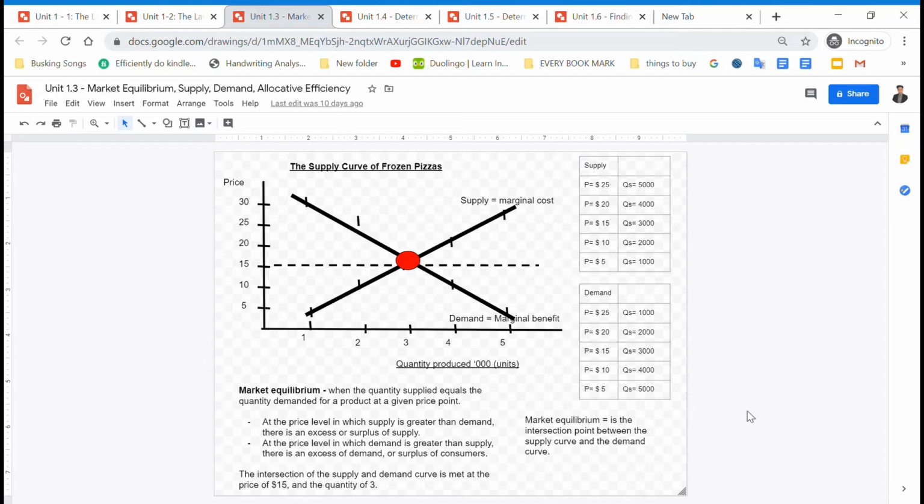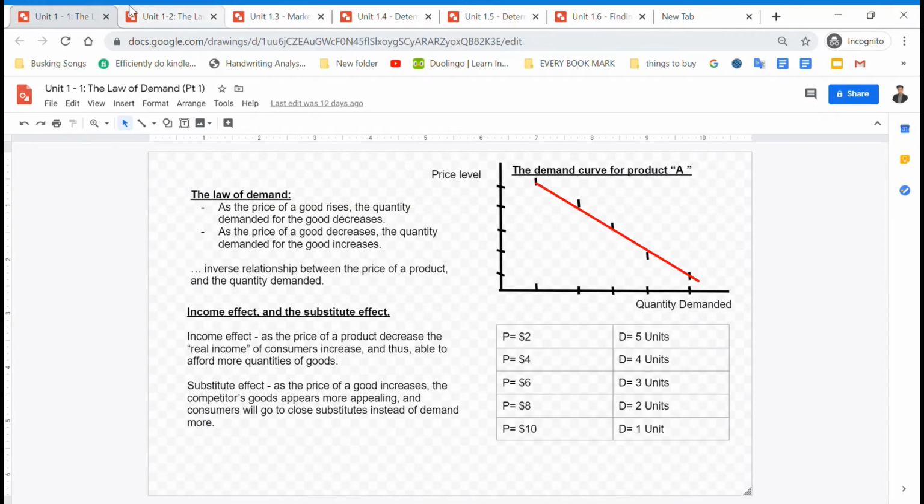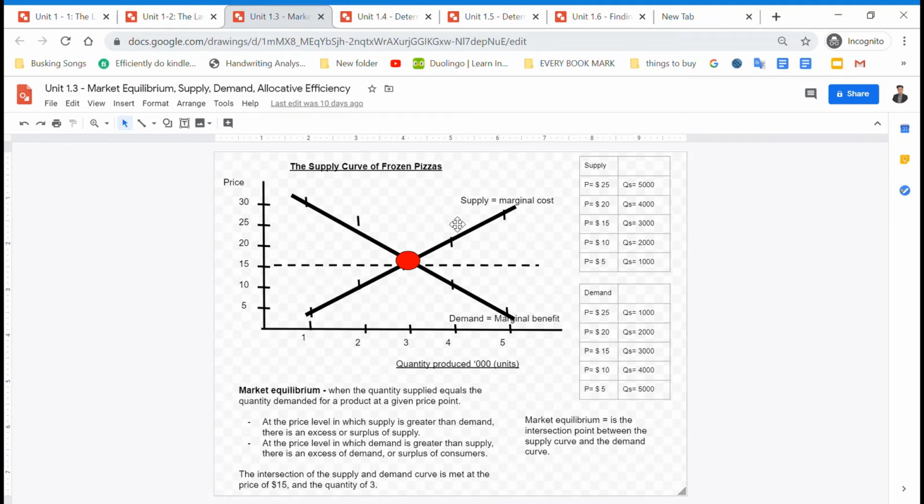Now let's move into the next concept of video lecture 1.3, where we talk about market equilibrium. Market equilibrium is when we take the concepts of demand and supply and put them together. As we can see in this diagram, we put the concepts together in order to reach an equilibrium price and equilibrium quantity of the good being examined. Equilibrium, to put simply, is the intersection or the meeting point between the supply and demand curves.